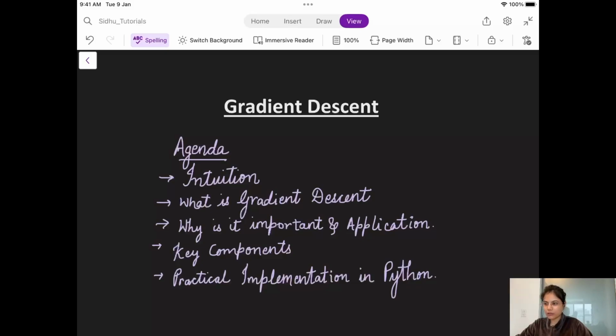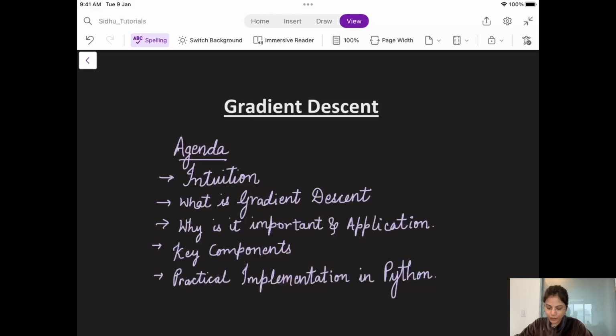Why is it important? Because it is the fundamental optimization technique, and it is an efficient algorithm that we can use to minimize the cost function by using the best parameters W and B, where W is our slope or coefficients and B is our intercept. It enables efficient learning of model parameters even for complex models with large data sets.